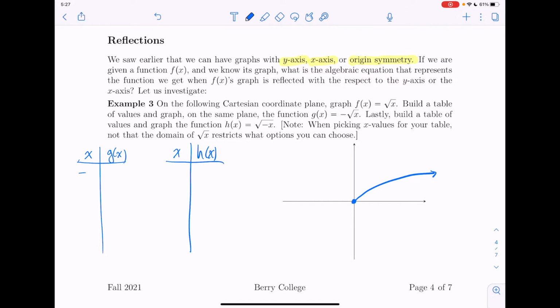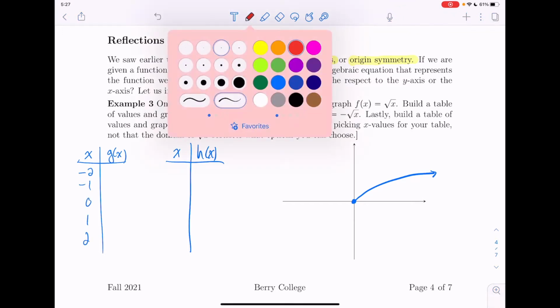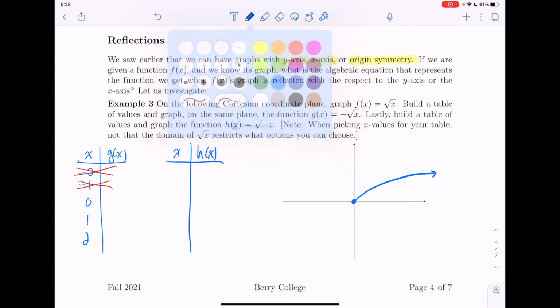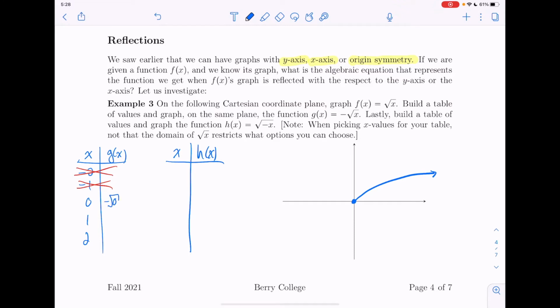So note, if I try to do, say, negative 2, negative 1, 0, 1, and 2, negative 2 and negative 1 will not work because I can't square root a negative. But if I evaluate g at 0, I'm going to get the negative square root of 0, which is 0. For 1, I'll get negative square root of 1, which is negative 1. And for 2, well, instead of using 2, let's use, say, 4, because it's easier to square root. So we'll do negative square root of 4, which is negative 2.